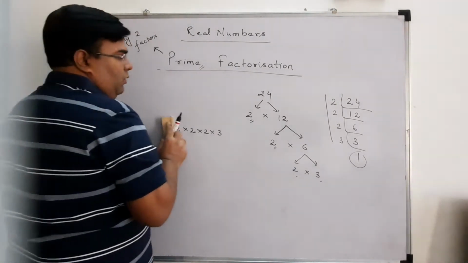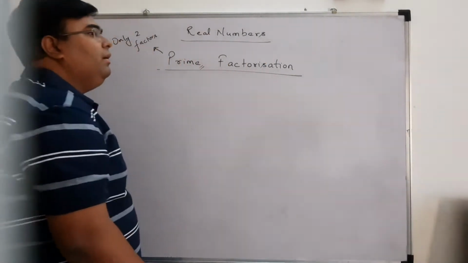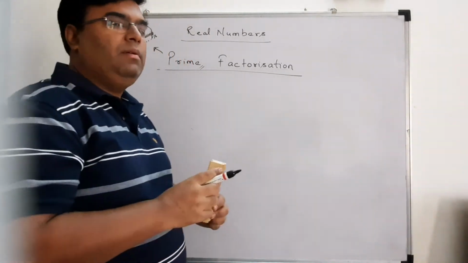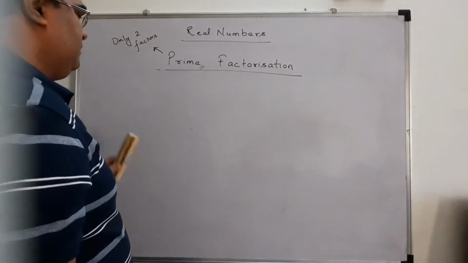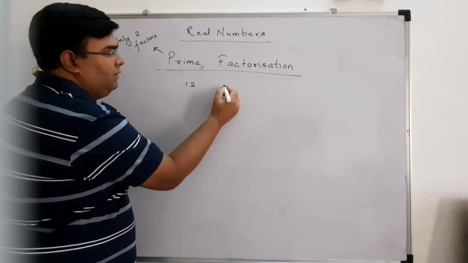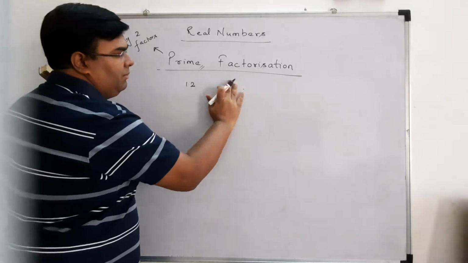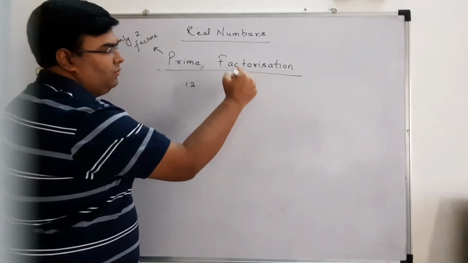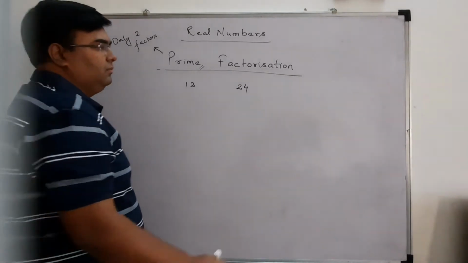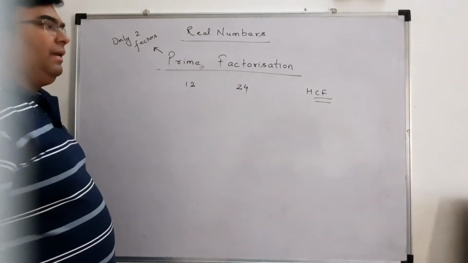Right. So now we have learned how to find HCF by division method. Now we will learn how to find HCF by prime factorization. So let us take two numbers, 12 and say 16, right? Or let us say a bigger number, 24. Okay, what is my HCF? We need to find HCF by prime factorization.